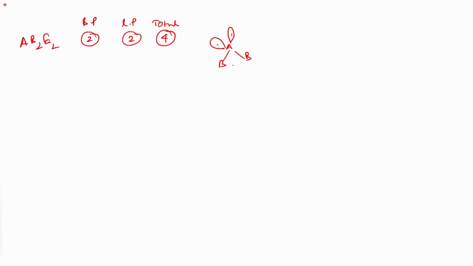Another, if you see the example AB2E2, that means the bonded electron pair equals 2, lone pair equals 2, total number of electron pairs equals 4. So this is the bonded electron pair, this is the lone pair, this is the total. So when it is 4, then again the structure will be A, lone pair is there, that is the lone pair, and that is the B, and that is the B. Okay, so it has the tetrahedral structure. But if you see only the 2 electrons, so it is a bent structure. For example, water H2O.